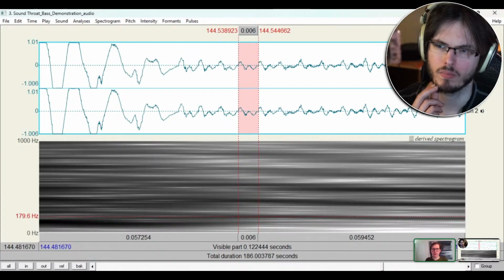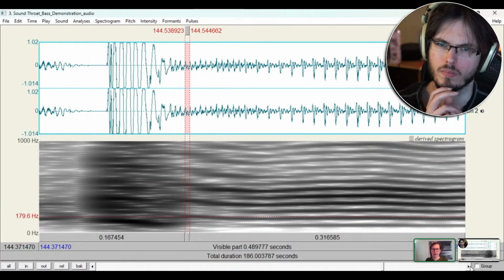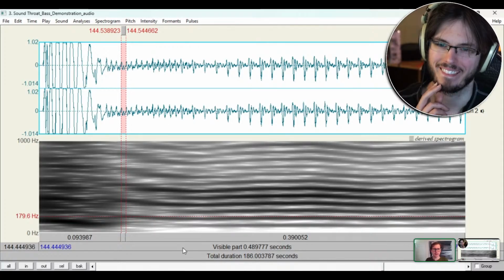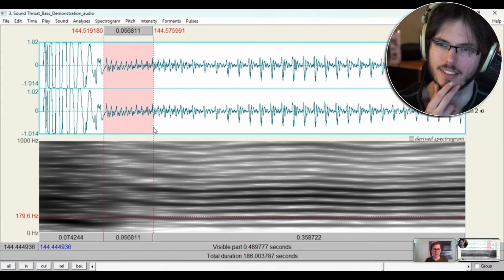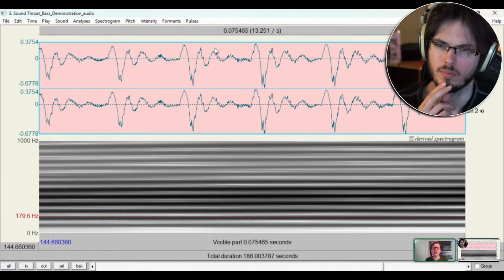If we zoom out some, I don't want us to get lost. We're at bin. This is the O part. If I dive into the throat bass part, I can make another selection here.